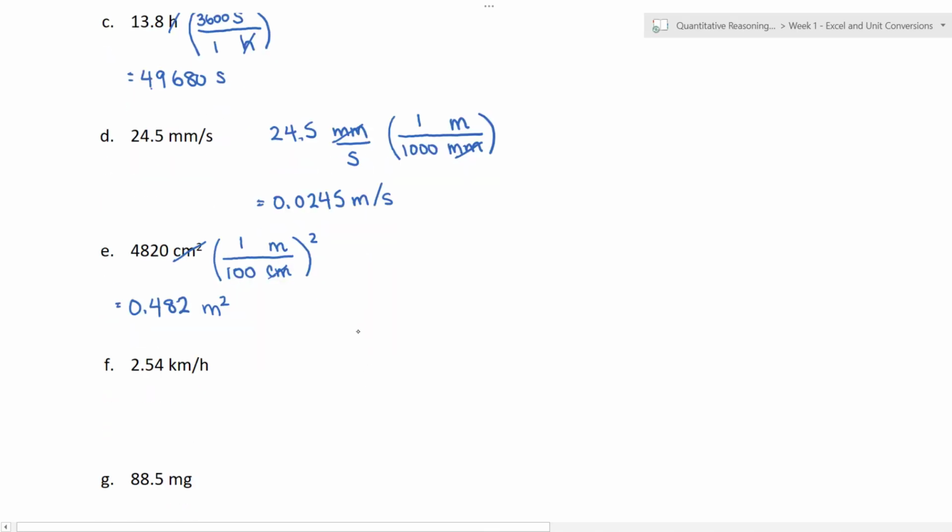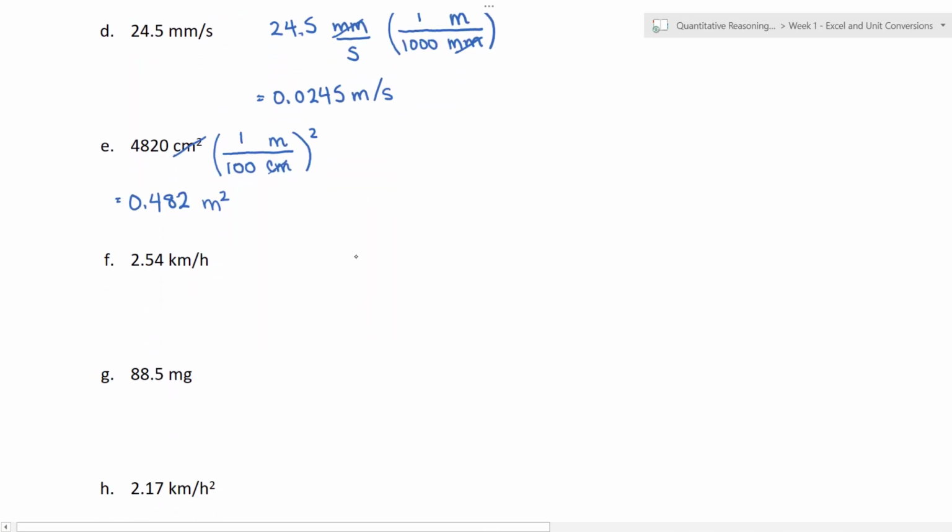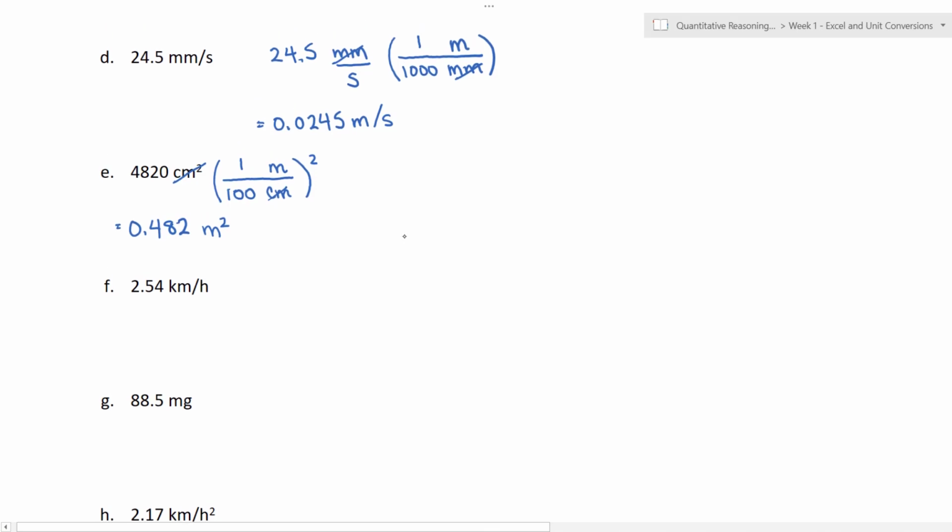All right, moving on to F. Okay, just like in D, I'm going to change these units around so it's more obvious what's in the numerator and what's in the denominator. So I'm going to rewrite this as 2.54 kilometers over hour, because that's what per hour means. It just means over hour. Hours in the denominator. Now I'm going to change to SI units.